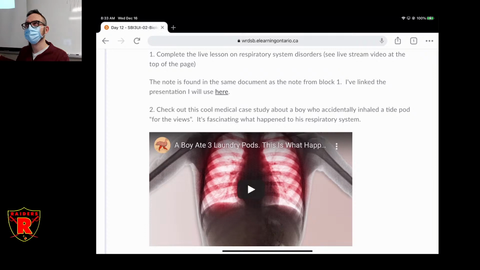digestive system. You can pick any disorder you'd like. You can pick any technology you like that's either for diagnosis or treatment of it. We're going to talk about that project at the beginning of learning block 2.